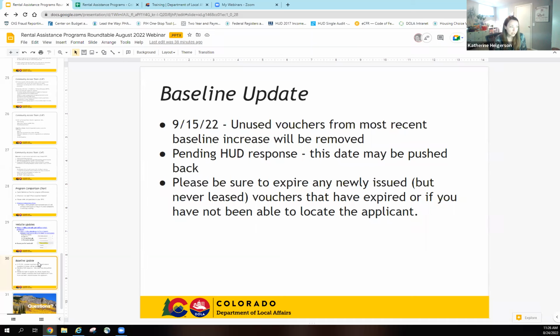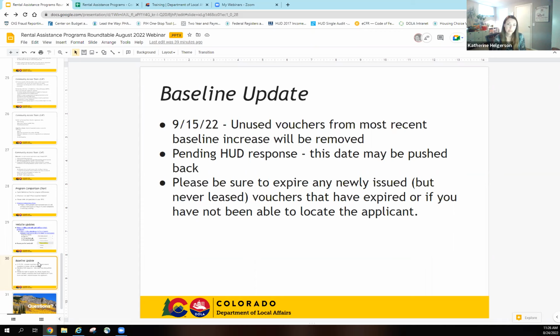But while I have your attention, if you have any newly issued vouchers that you have not been able to locate the applicants, that you know the voucher is going to expire and they're not requesting an extension, let's work on getting those expired from Elite. And that's a process that our agencies do who are in Elite. Any voucher that is never leased up, just a voucher that's been pulled from the waiting list, you either have done the briefing and they've disappeared, or you can't even reach them for the briefing and their voucher is set to expire.